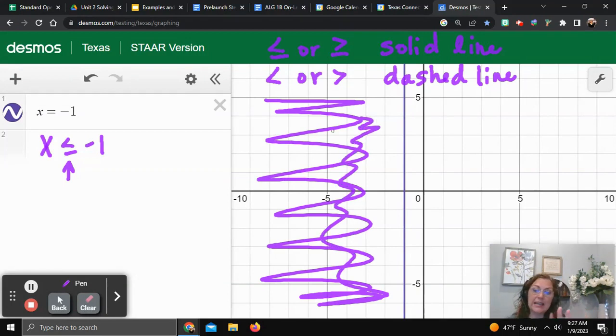Okay. So again, this is key because you want Desmos to do the graphing. That means you have to change it to an equal sign so that it'll graph it. Then you decide solid or dashed, and you decide which side of the line to shade.